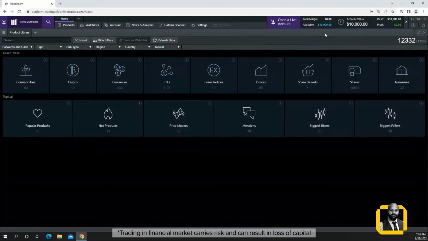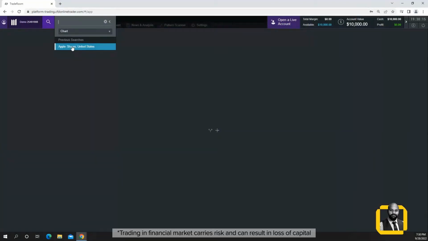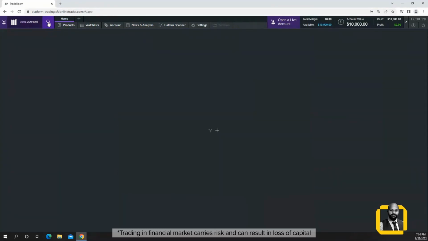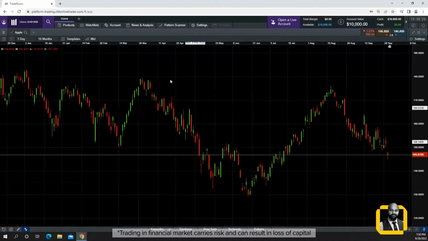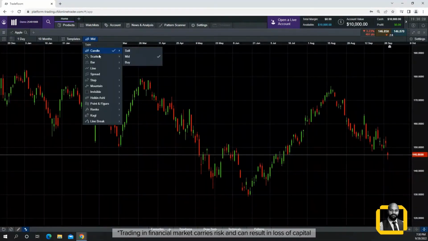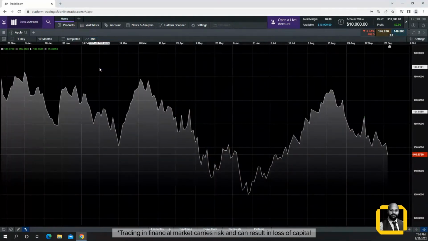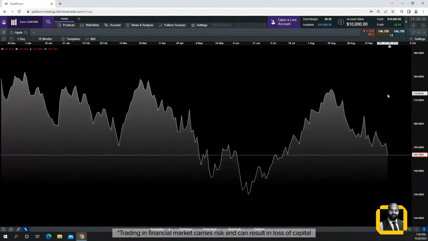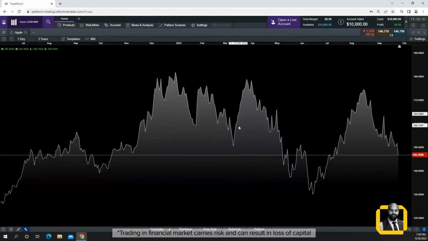Now let's get into how we use these tools on a chart. Let's look at Apple. This is how a candlestick chart looks. We can change it to a line chart as well. So this is how a line chart looks. Let me remove the grid lines. All right, so this is how a line chart looks.